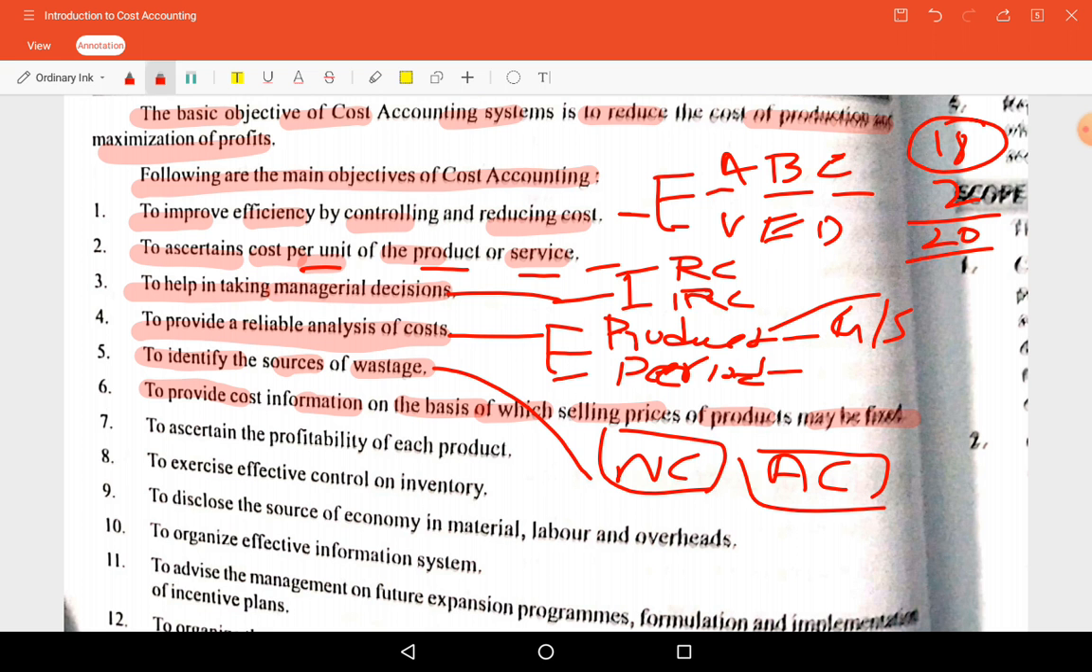So cost accounting will do that itself, to ascertain the profitability of each product. Suppose there are 3 products. I'll tell one example.